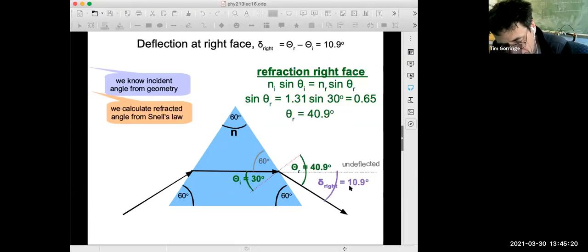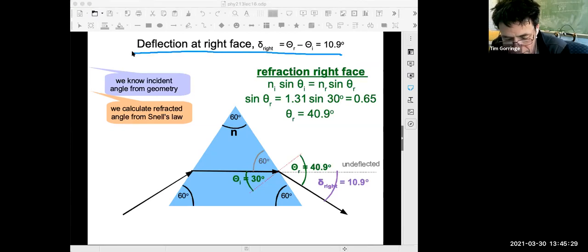And I figured that out on this slide here. I won't go through this slide because it's exactly the same calculation, but it's for the outgoing light ray at the right-hand face rather than the incoming light ray at the left-hand face. But you get another deflection of 10.9 degrees there. And again, you get it by the law of refraction.